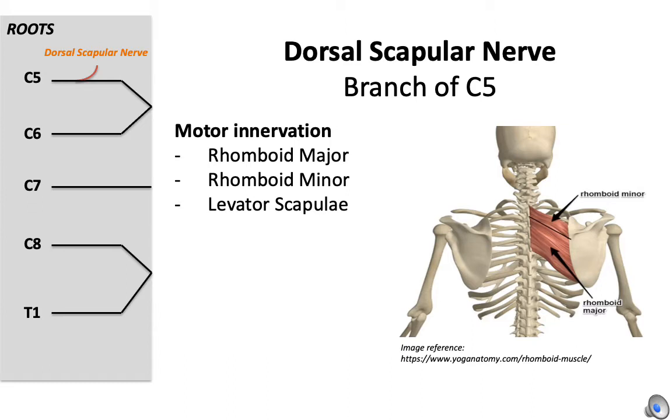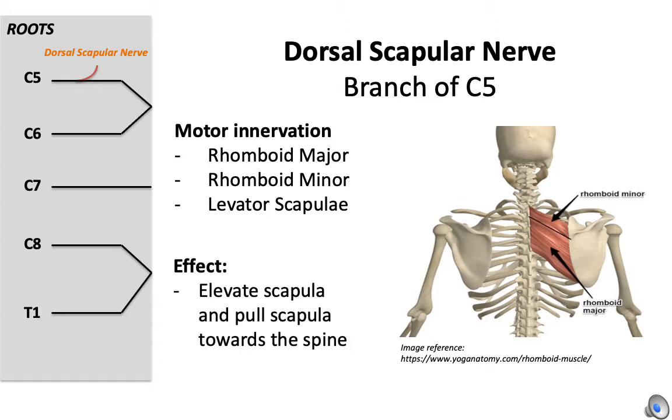The first branch is the dorsal scapular nerve, which branches off of C5. After this nerve exits the brachial plexus, it pierces the middle scalene muscle and continues deep to provide motor innervation to three rhomboid muscles: rhomboid major, rhomboid minor, and levator scapula. The net effect of these muscles is to elevate the scapula and pull the scapula medially towards the spine.